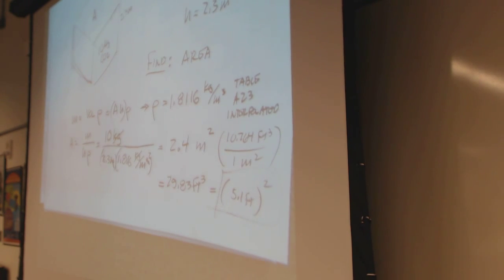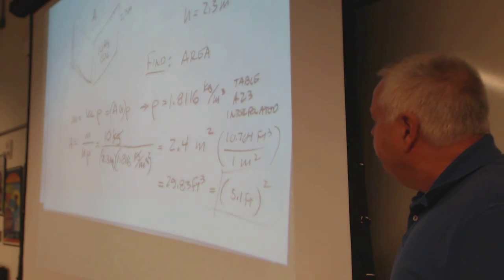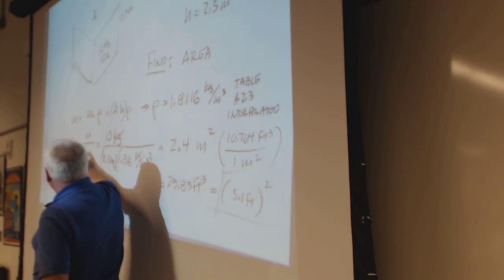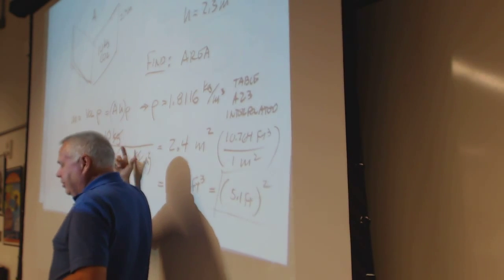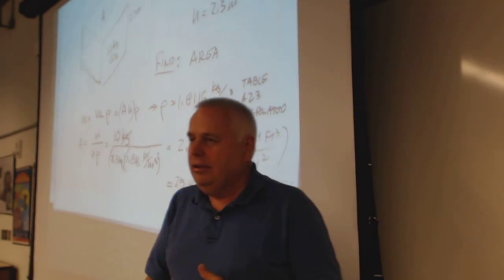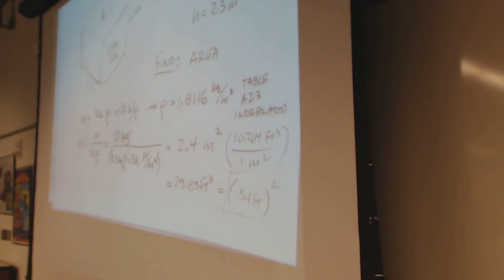So that's how we use the formulas, and we reorganize the formula to suit ourselves, and then put in the numbers, check the units before we run the numbers, come up with a number, and then give it some context. So that is the end of chapter 1. Notes.